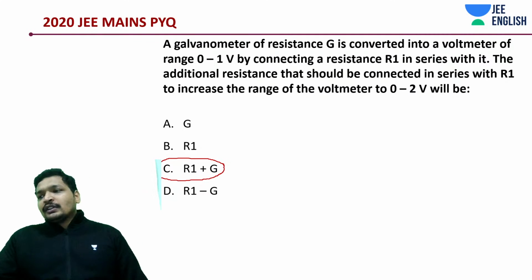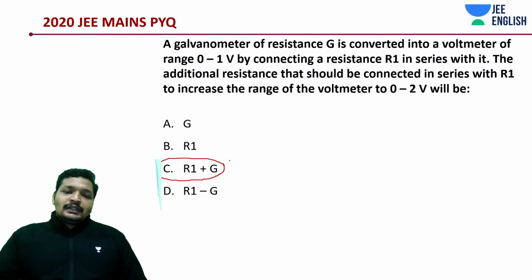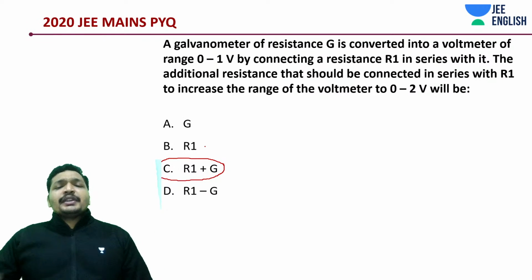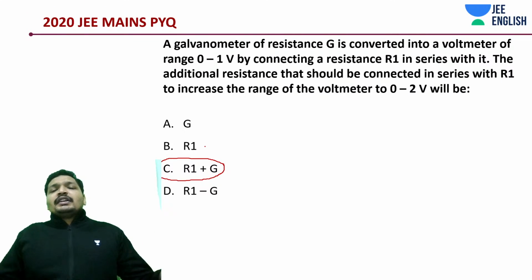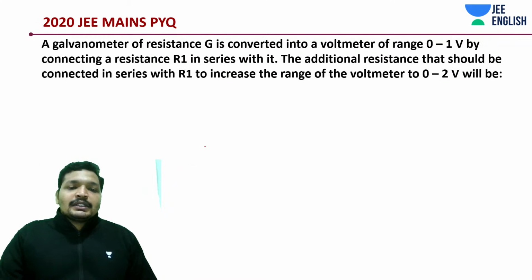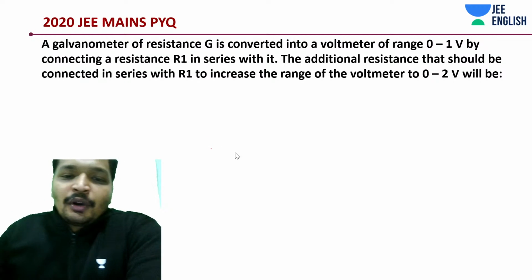Okay, I'll get into the concept. If you're thinking R1, why not R1? G should be a very small value. That is true, but we are given no other data. We have no other information. It should be R1 plus G. Basically, what is this thing?